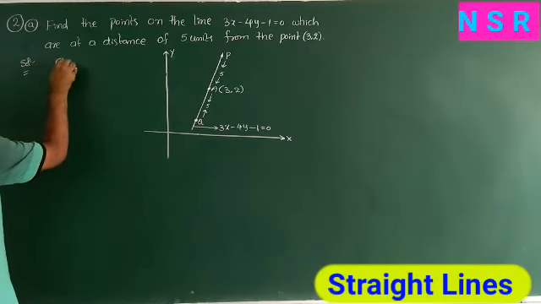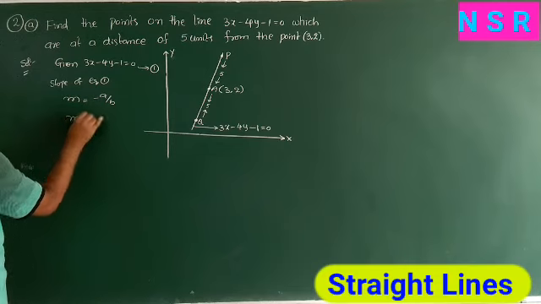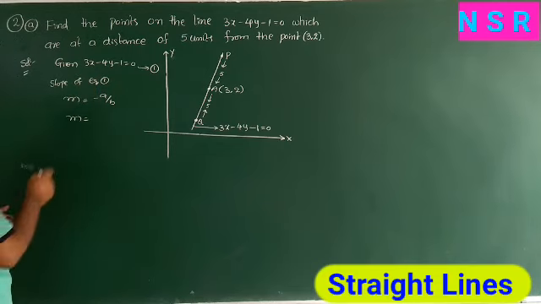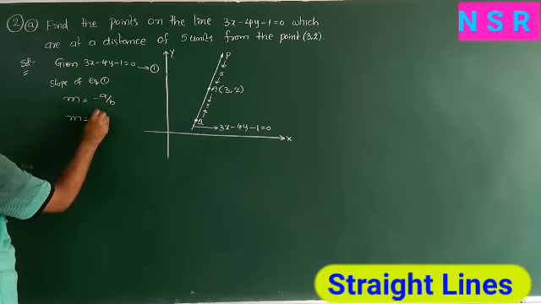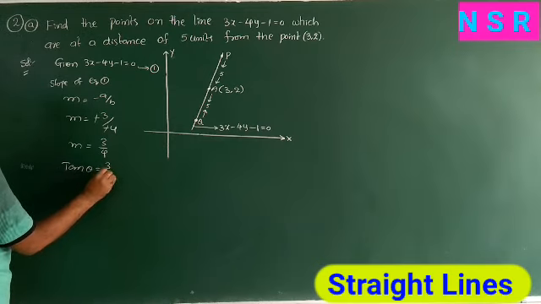Given straight line: 3x minus 4y minus 1 equals 0, take it as equation number 1. Now the slope of equation 1. So what is the slope of a straight line? Minus a by b. This is the ax plus by plus c form. So m is equal to minus a by b, minus a value 3, by b value 4. Here minus minus cancel. m equals 3 by 4. What is the slope? m means tan theta equals 3 by 4.